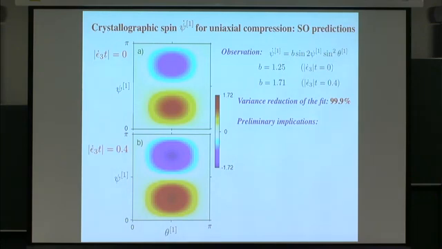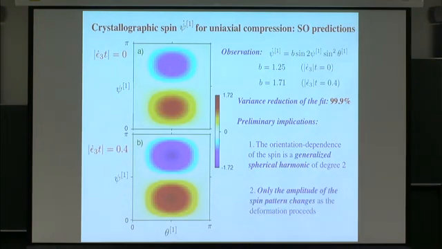So preliminary implications of this, we have to test these things, of course, is that the orientation dependence of the spin is a generalized spherical harmonic of degree 2. This thing is such a generalized spherical harmonic. And the second implication, the very surprising one, is that it's only the amplitude of the pattern which changes as the deformation progresses. It's not the pattern. The pattern is the same in this case and this case, but the amplitude is a function of the deformation.